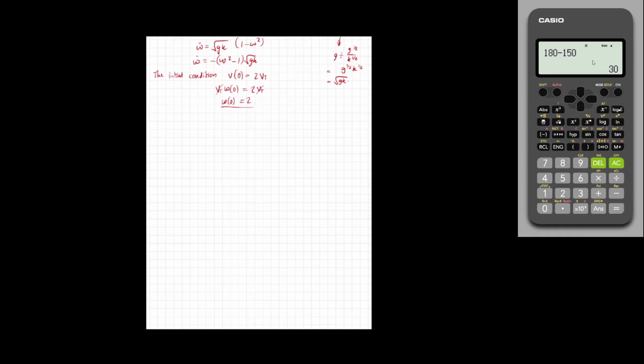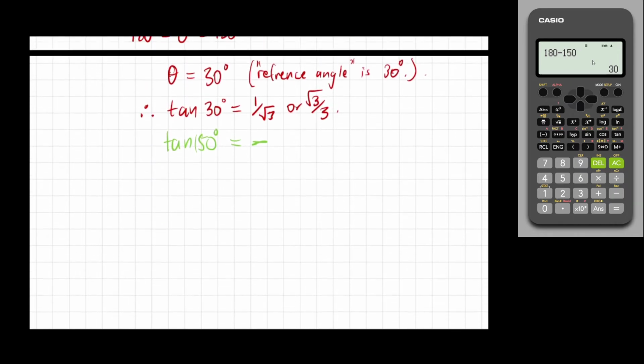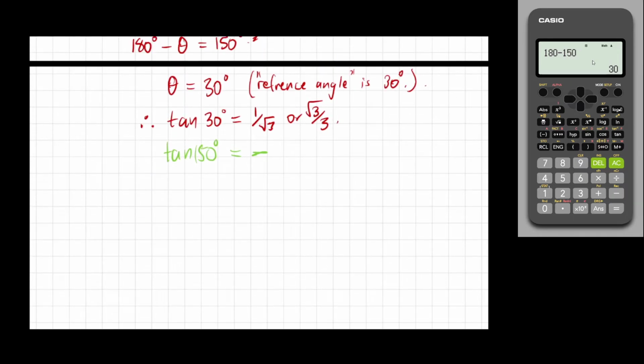And it is equal to negative whatever our tan of 30 degrees was. So tan of 30 degrees, what was that equal to? Here we are. We've got tan of 30 degrees, which is equal to root 3 on 3. So my answer, tan of 150 is equal to negative root 3 on 3, okay?